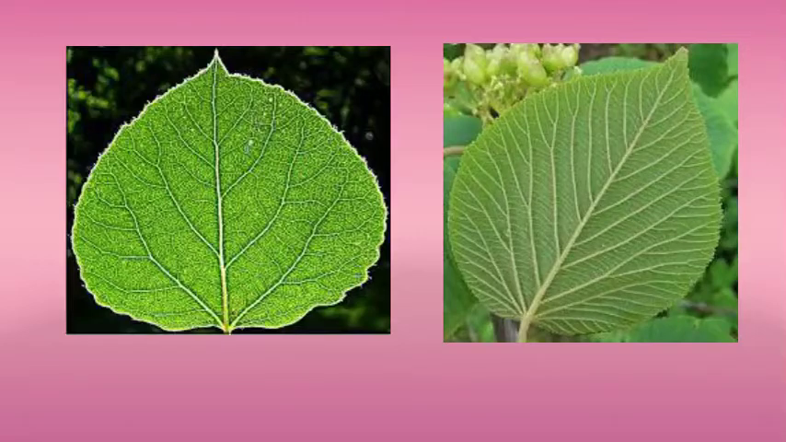Let's see the diagrammatic representation of reticulate venation. In this leaf, midrib is present in the middle. It forms veins and veinlets. All appear like a complex network.